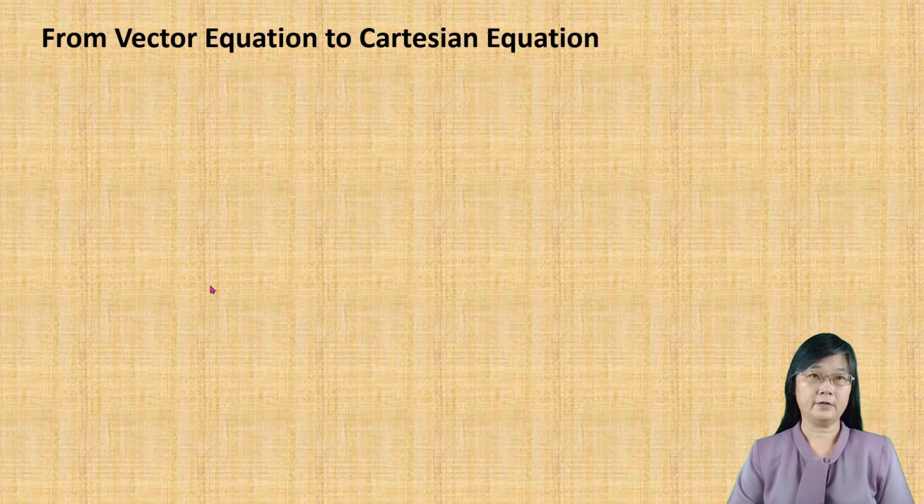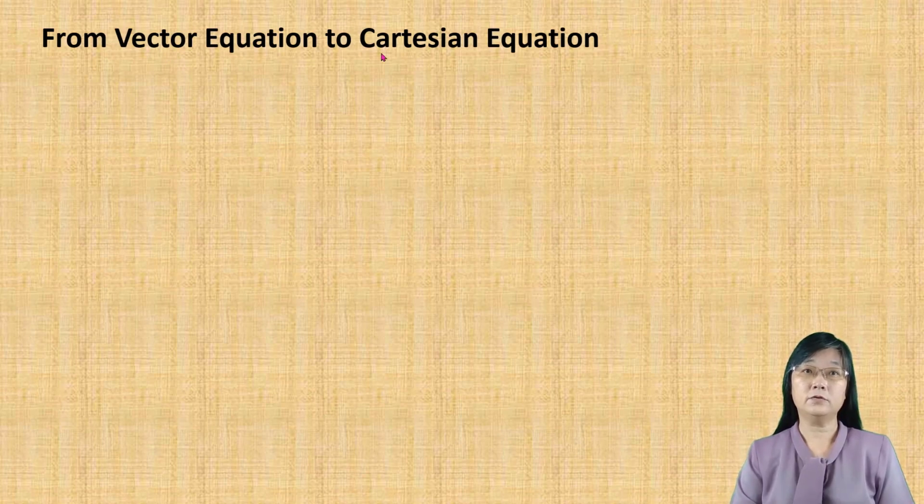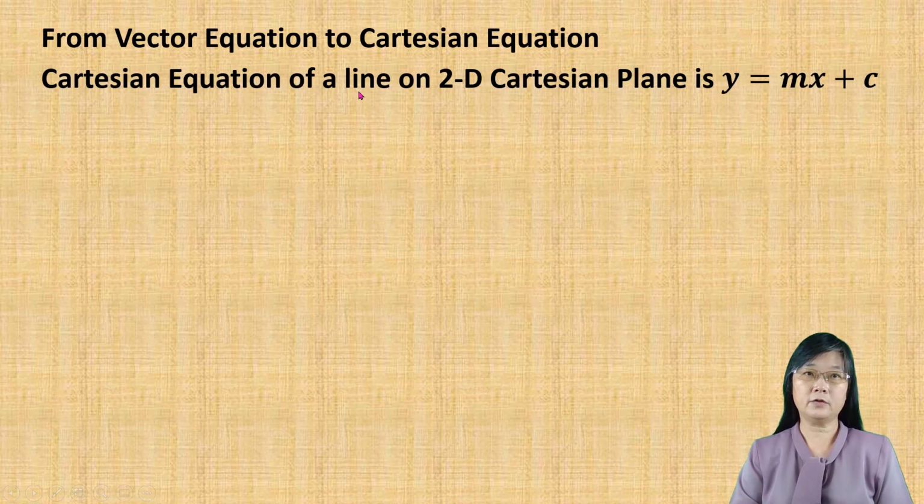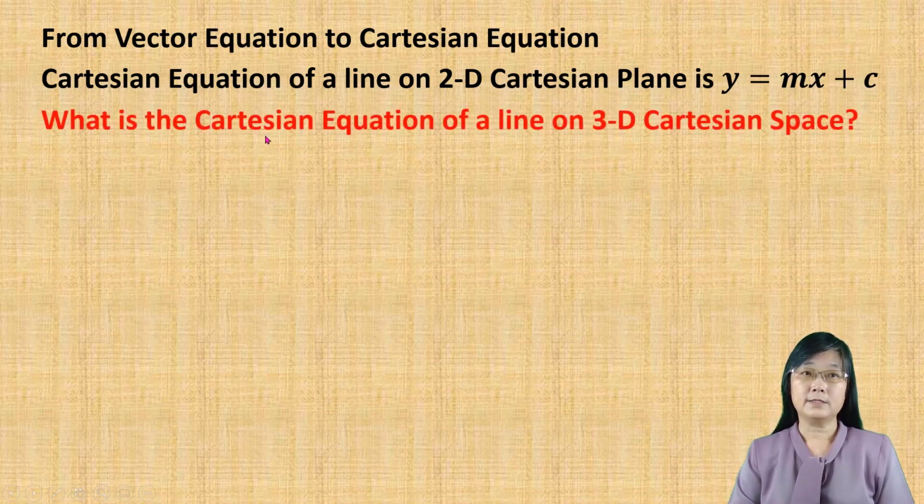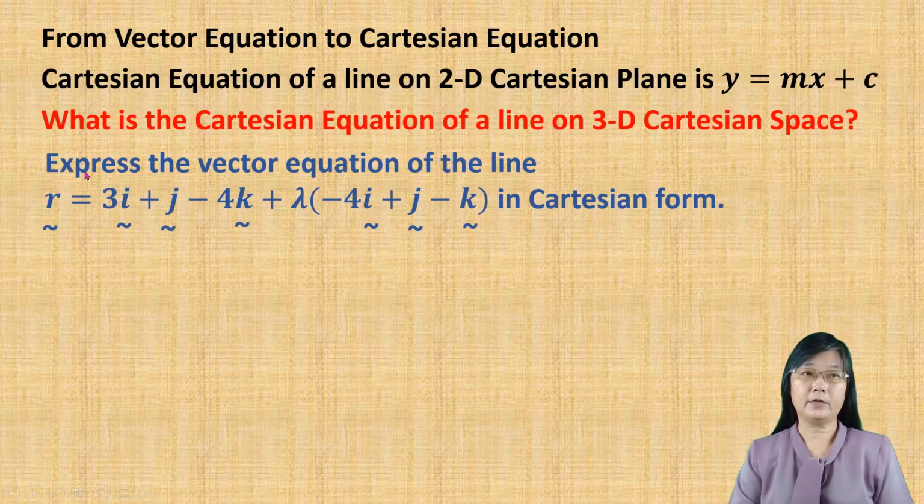Now to write the equation of a straight line in 3D, we can use the vector equation. Other than the vector equation, we can also use the Cartesian equation to express the equation of a straight line. The Cartesian equation of a line on a 2D Cartesian plane is y equals mx plus c. But what is the Cartesian equation of a line in 3D Cartesian space? Now let's look at this example. Express the vector equation of the line given here in Cartesian form.